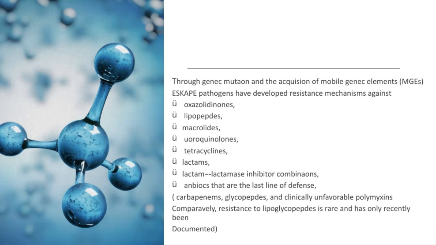Let's take a closer look at how ESKAPE pathogens develop resistance. They do this primarily through genetic mutation and the acquisition of mobile genetic elements, or MGEs. These mechanisms enable them to adapt quickly and evade our antibiotics. You'll notice that these bacteria have become resistant to many classes of antibiotics, including oxazolidinones, lipopeptides, and macrolides. They've also developed resistance to fluoroquinolones and tetracyclines, which are commonly used antibiotics.